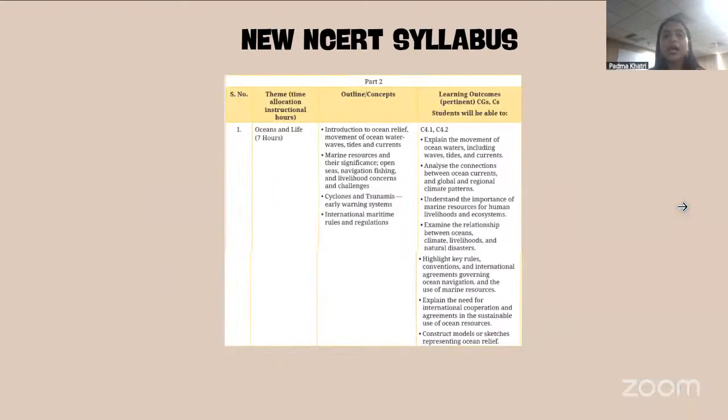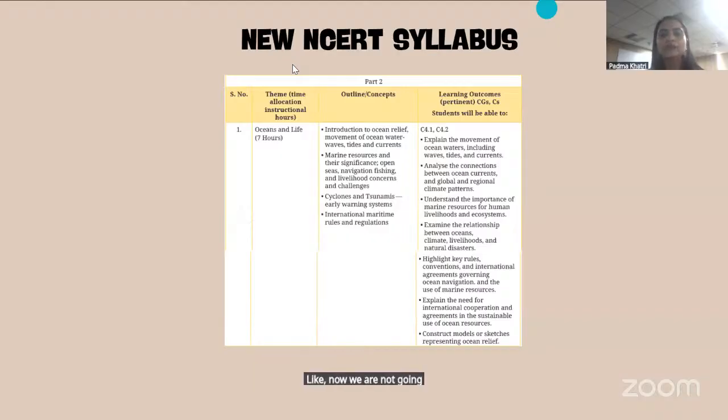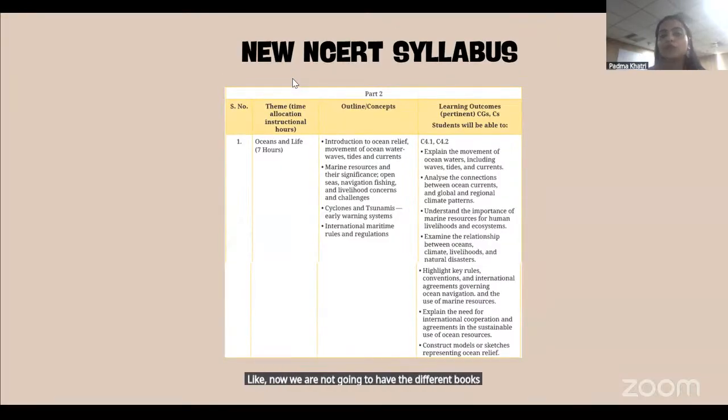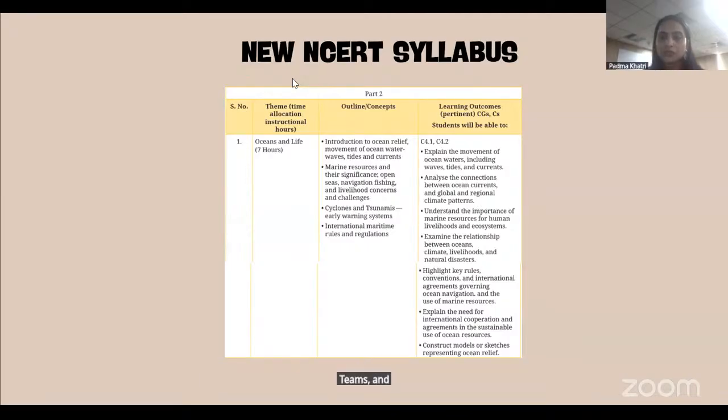So here we have the syllabus of part 2. All of you, have you understood the syllabus of part 1? Now we are not going to have the different 4 books. We will have only one book that will be based on these different themes, and all the concepts outlined in this document. Yes, the syllabus is going to be implemented from this academic year only.